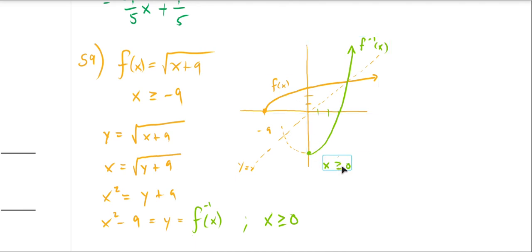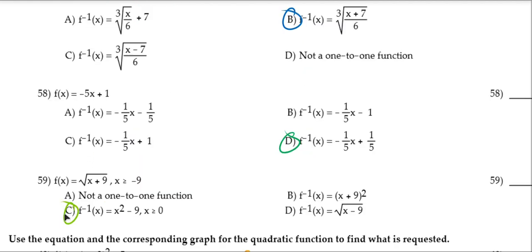And we notice that that branch of the parabola is just the ones where x is greater than or equal to 0. So this green branch here and this yellow branch here are the inverses of each other, and not really the full parabola x squared minus 9. And they were kind enough to provide us that restriction here.